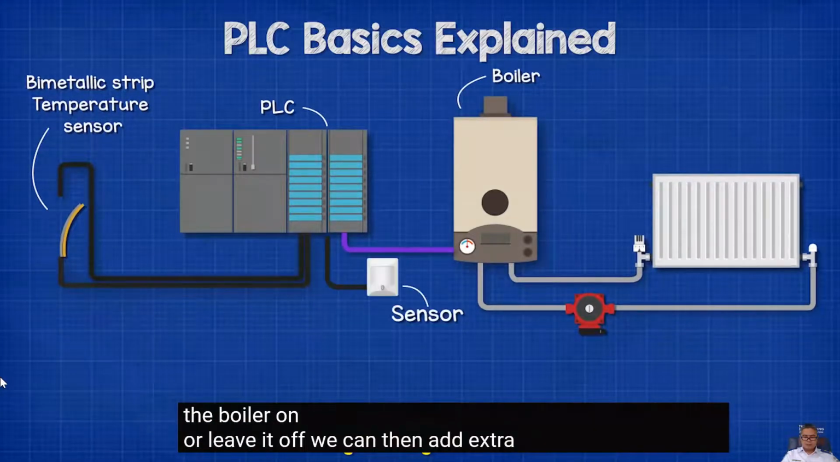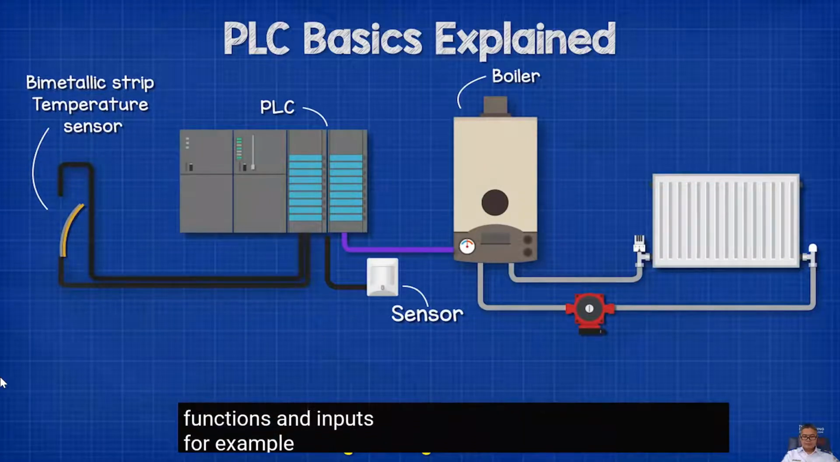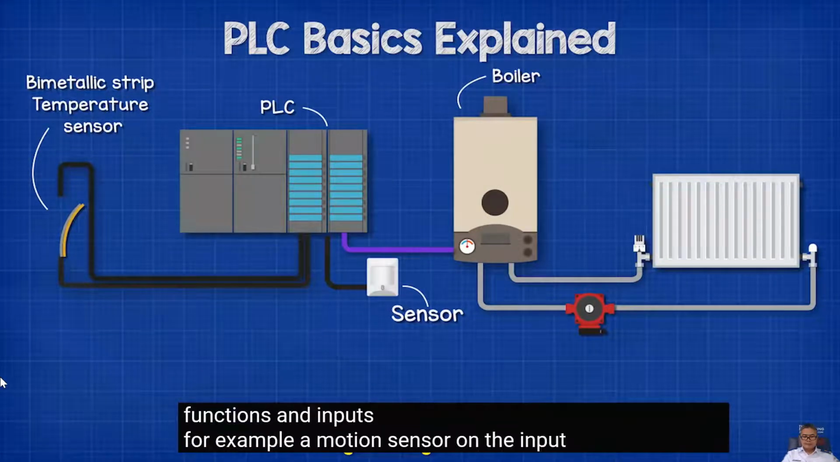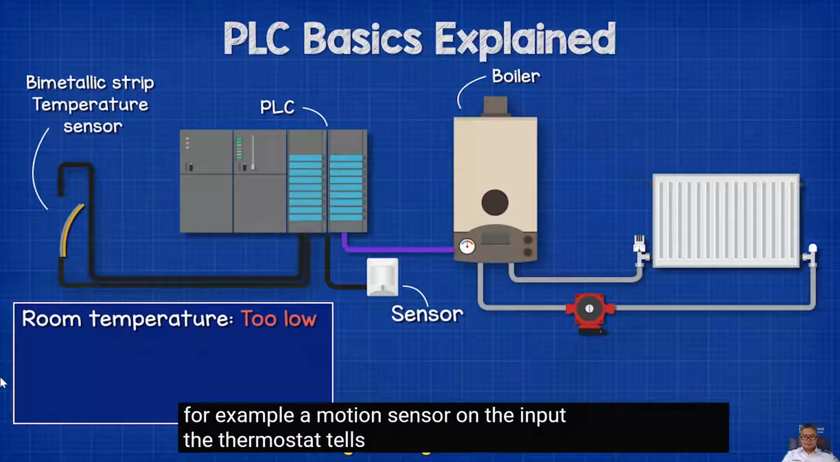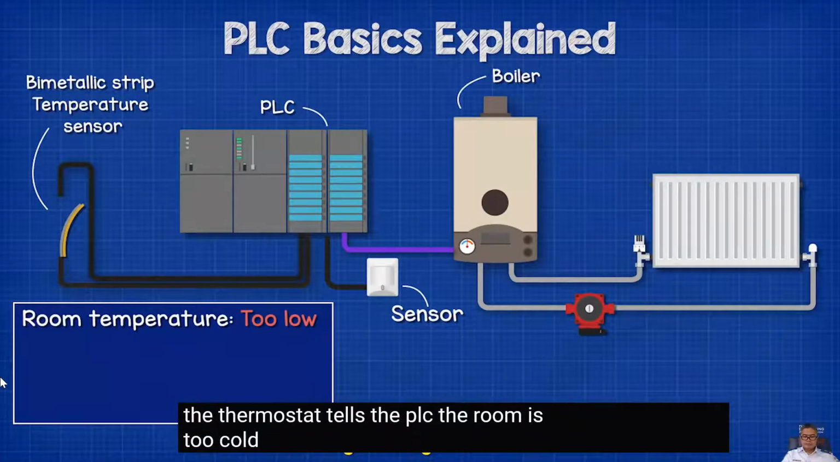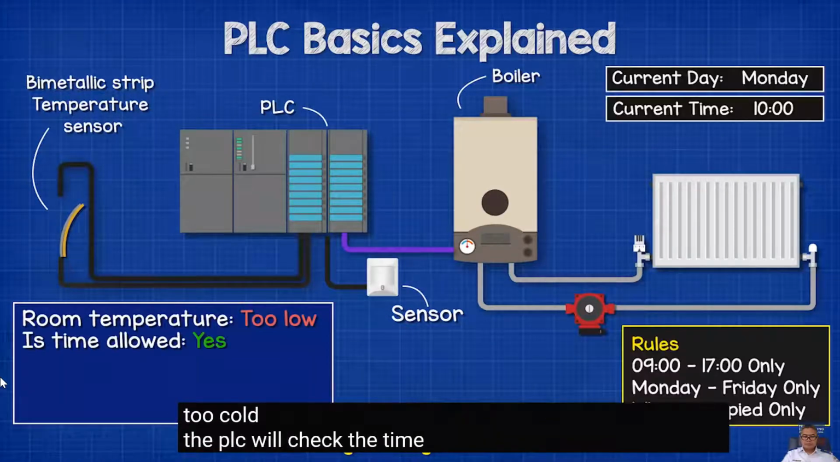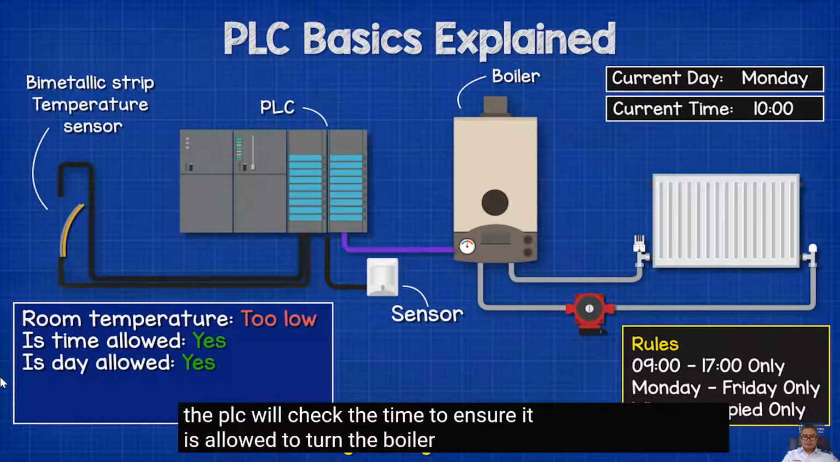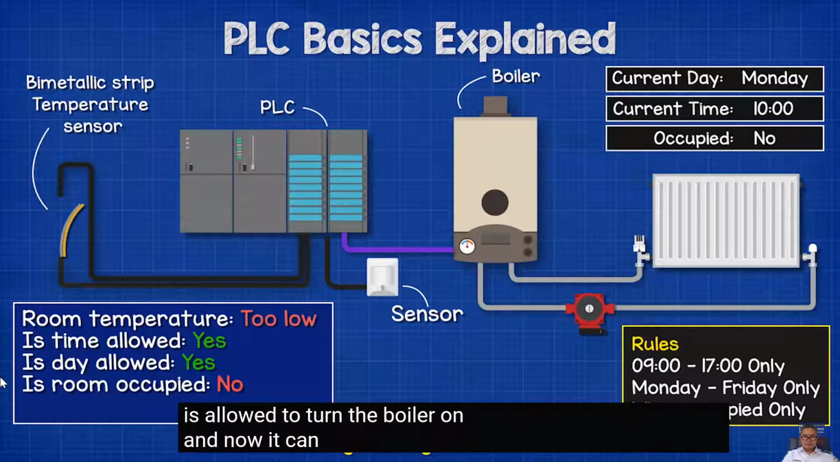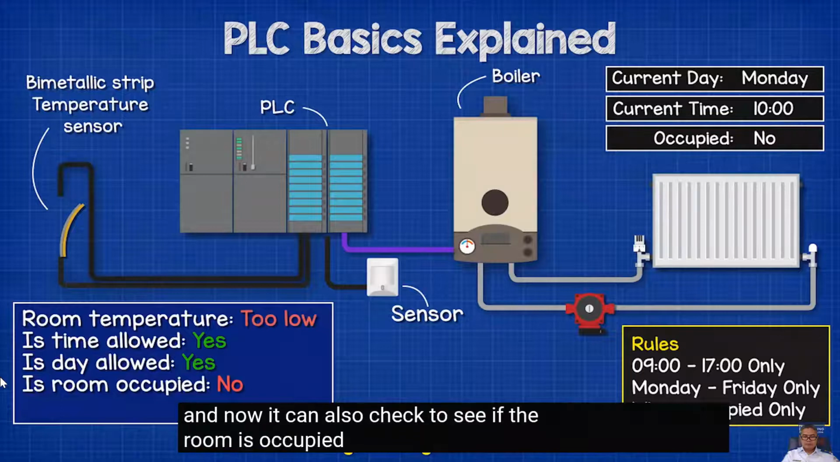We can then add extra functions and inputs, for example, a motion sensor on the input. The thermostat tells the PLC the room is too cold. The PLC will check the time to ensure it is allowed to turn the boiler on, and now it can also check to see if the room is occupied.